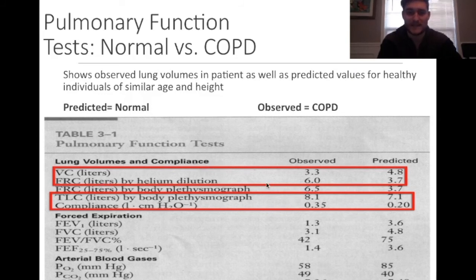Functional residual capacity, remember, is the amount of air in our lungs after a normal exhalation. Normally that's going to be 3.7, but since we have air trapping in COPD, we are going to see that volume, the amount of air after a normal exhale, increase. Total lung capacity is going to increase as well. Don't be fooled, though, this isn't a good thing. Just because the lung volume has increased doesn't mean that our flow of oxygen and CO2 has increased.